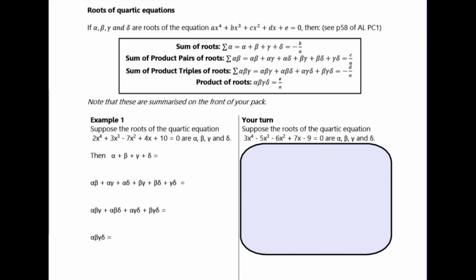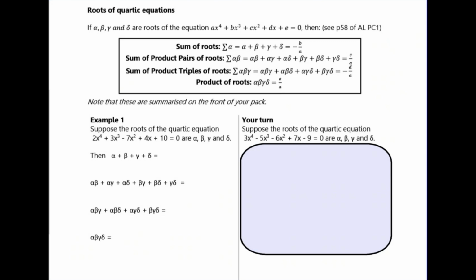I'm not going to prove where all these results come from. We did it for quadratics. It's doable for cubics. It's just long for quartics. So you can have a look in the textbook if you really are interested. But here are the results for quartic equations that you need to learn. And these results are summarised on the front of your pack, so if you ever need them, you can just quickly refer to them there.